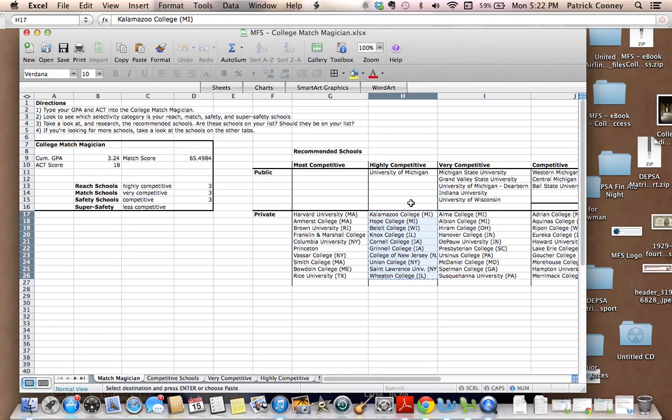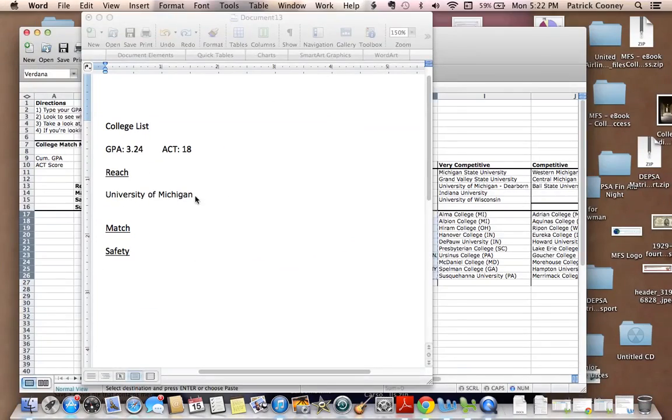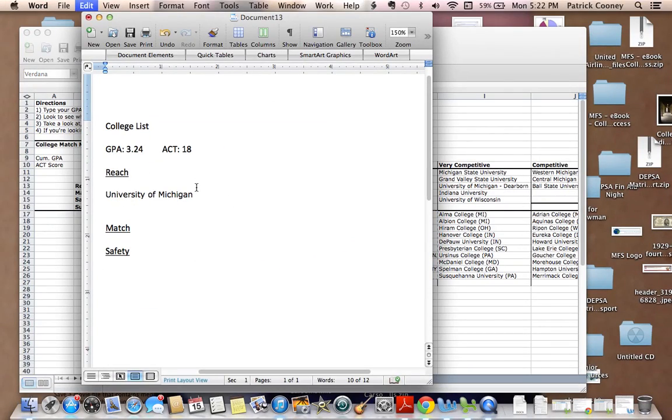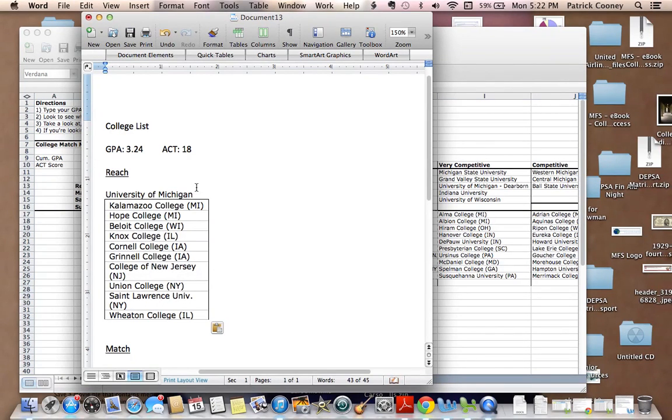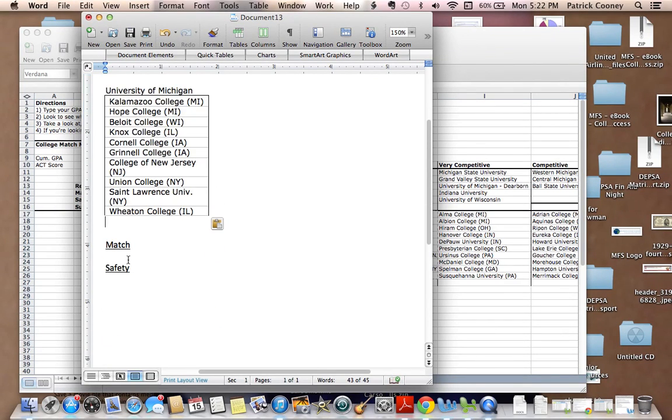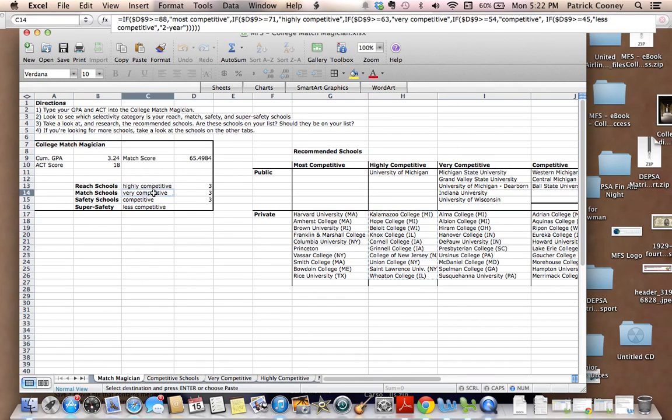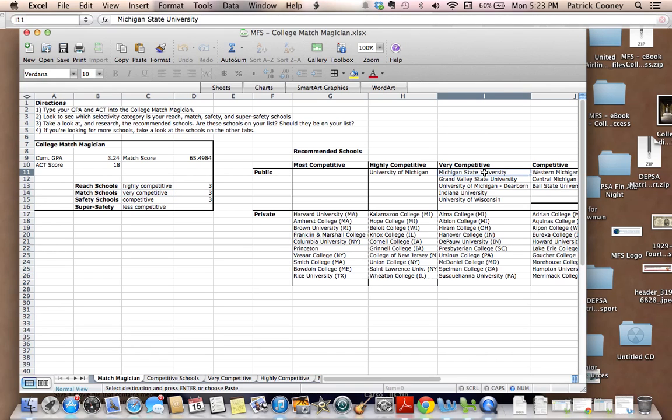Obviously students can expand from this list, but if we give them this list to start from and they apply to nine from it, we can be sure they've got all their bases covered. Then their match schools are in the very competitive bracket. So we'll take all these schools once again. We'll take Michigan State, Grand Valley, University of Michigan-Dearborn, Indiana, and Wisconsin from the public, and then all these private schools down here.